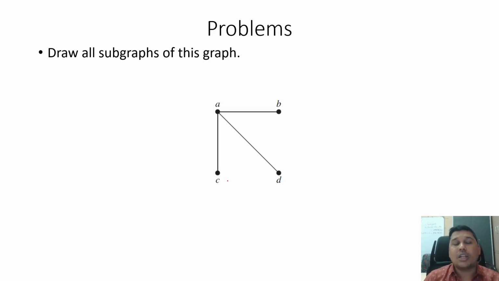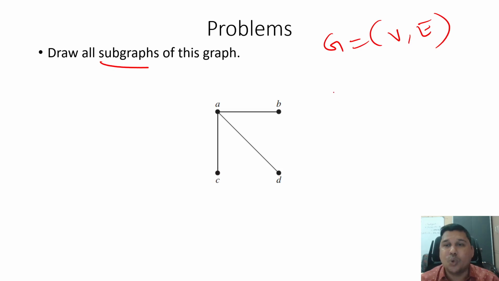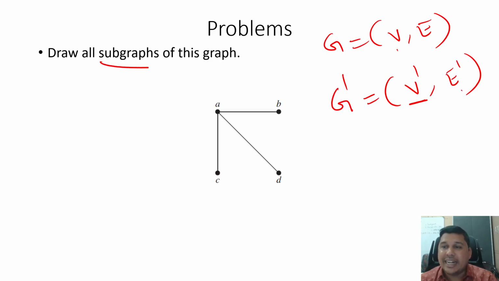Next, draw all subgraphs of this graph. What is a subgraph? If a graph G is a combination of V and E, and you form a new graph G dash such that it has V dash and E dash, where V dash is a subset of V and E dash is a subset of E. It means from a given graph G, if I remove some set of vertices, the edges are removed too. If I remove some set of vertices and form a graph, those graphs are called subgraphs. Maybe with an example we can understand this.